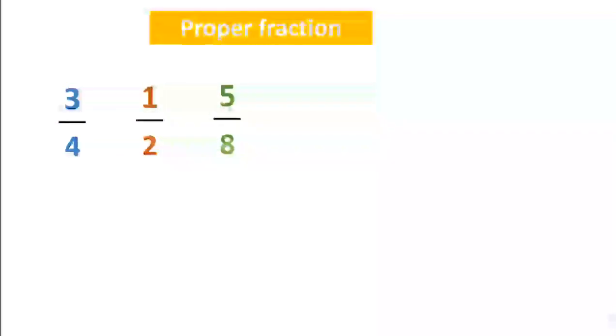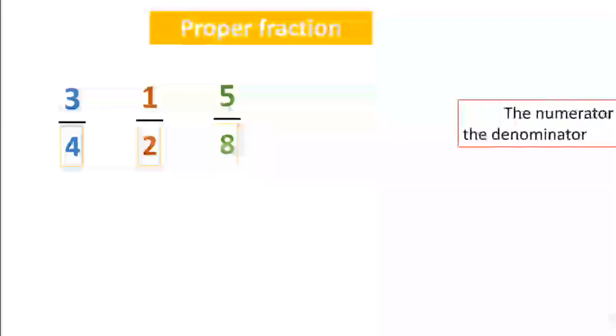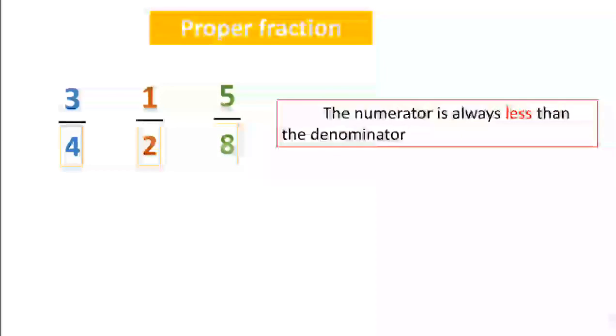Is there any speciality? Yes. Here all the denominators are greater than the numerators. That is 4 is greater than 3 and 1 is less than 2. 5 is less than 8. Here all the numerators are less than the denominator, or all the denominators are greater than the numerators. Such types of fractions are proper fractions. The numerator is always less than the denominator.